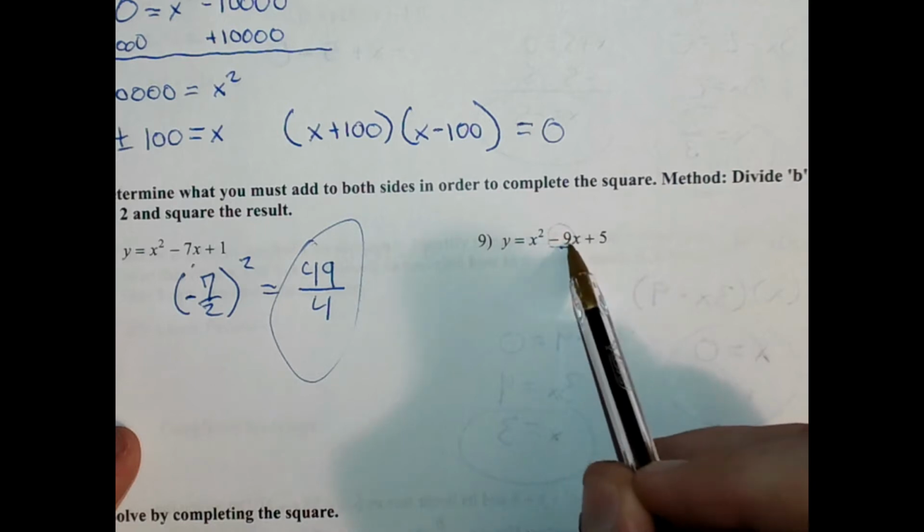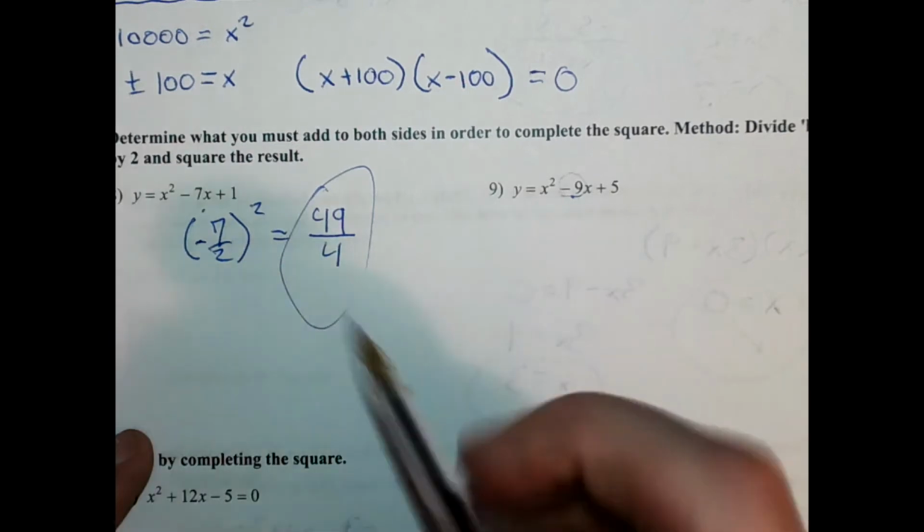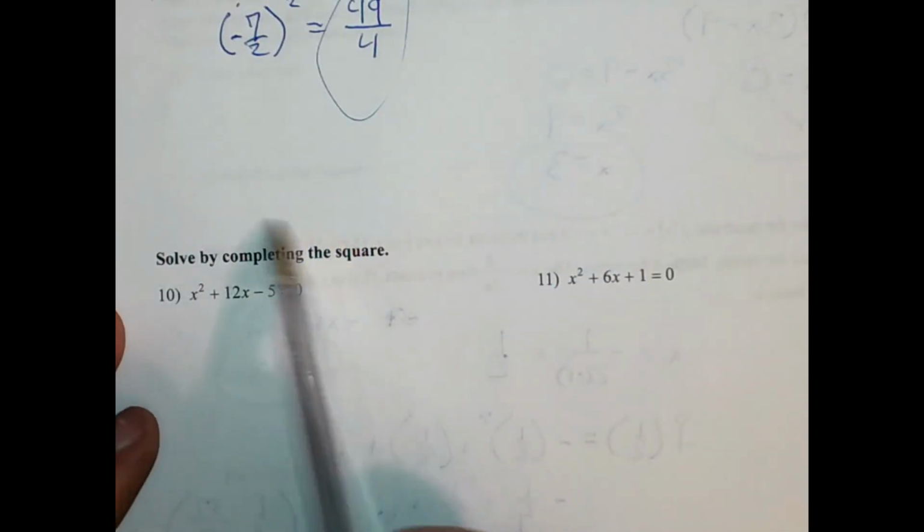b is -9, so divide by 2, square it, and that's what you add to both sides. Be sure you square the numerator and denominator. And then here we're asking you to go ahead and finish the process of completing the square.